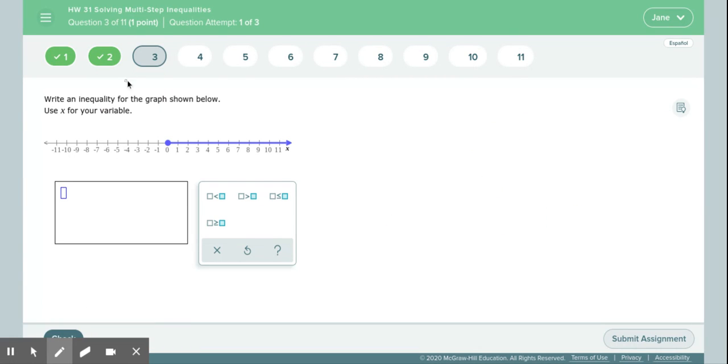For question number 3, it's the reverse of what question number 2 asked. This time, the number line is provided, and I need to come up with an inequality. So the first thing that I should do is look at what is the boundary. So where is the circle plotted? And that is at 0. Okay. And then I'm going to need to figure out, was that a closed circle or an open circle? In my case, it is a closed circle, which means that 0 is a part of the solution set.